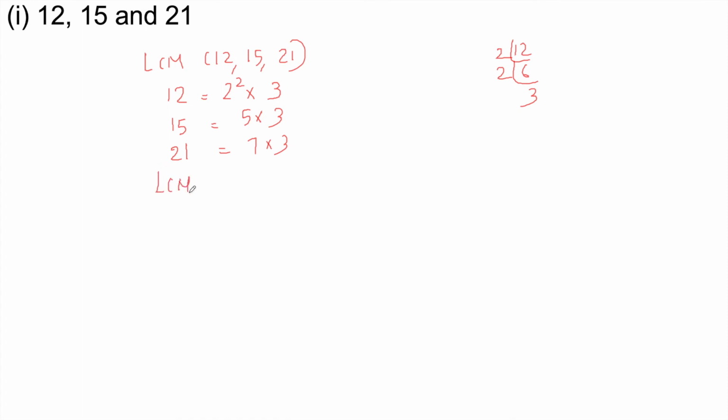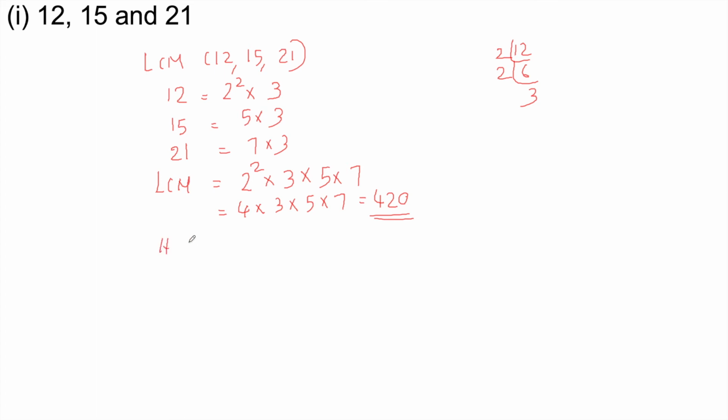For LCM, we have to choose the greatest power of each prime factor. So the greatest power of 2 is here 2 square. For 3 the maximum power is 3 raised to 1 only. And the next prime factors are 5 and 7. So this means 4 into 3 into 5 into 7 will get as 420.